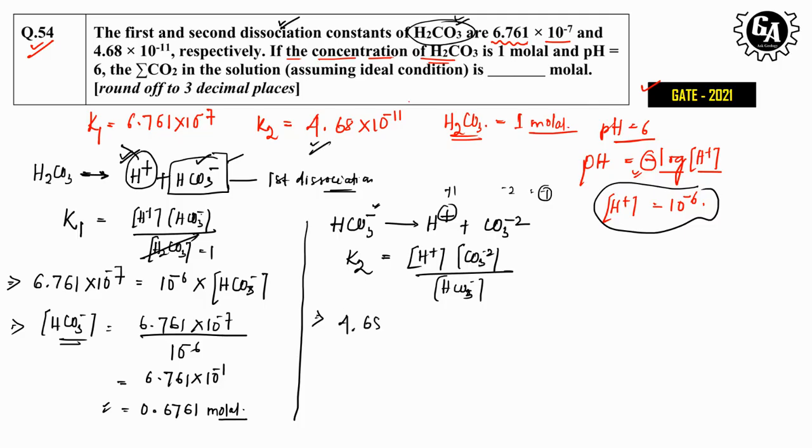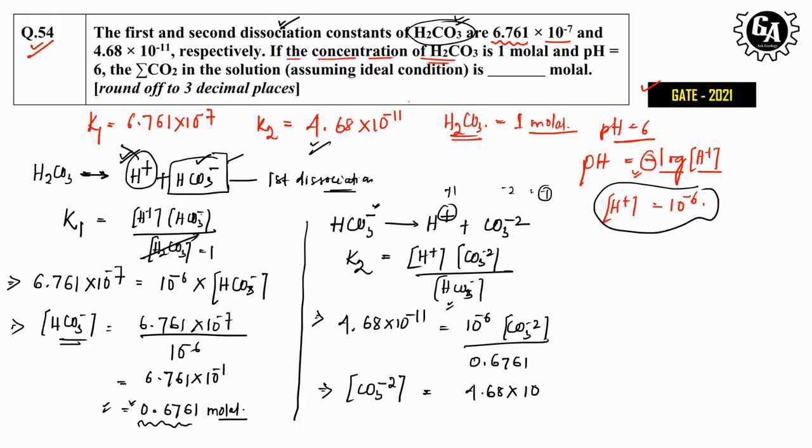This is 4.68 into 10 to the power minus 11. So the H plus concentration is 10 to the power minus 6, from the pH value we have got. Then CO3 minus 2 we have to calculate, and the HCO3 minus concentration, you can see we have found out here, 0.6761. So what will be the concentration of CO3 minus 2? It will be 4.68 into 10 to the power minus 11, multiplied by 0.6761, divided by 10 to the power minus 6.